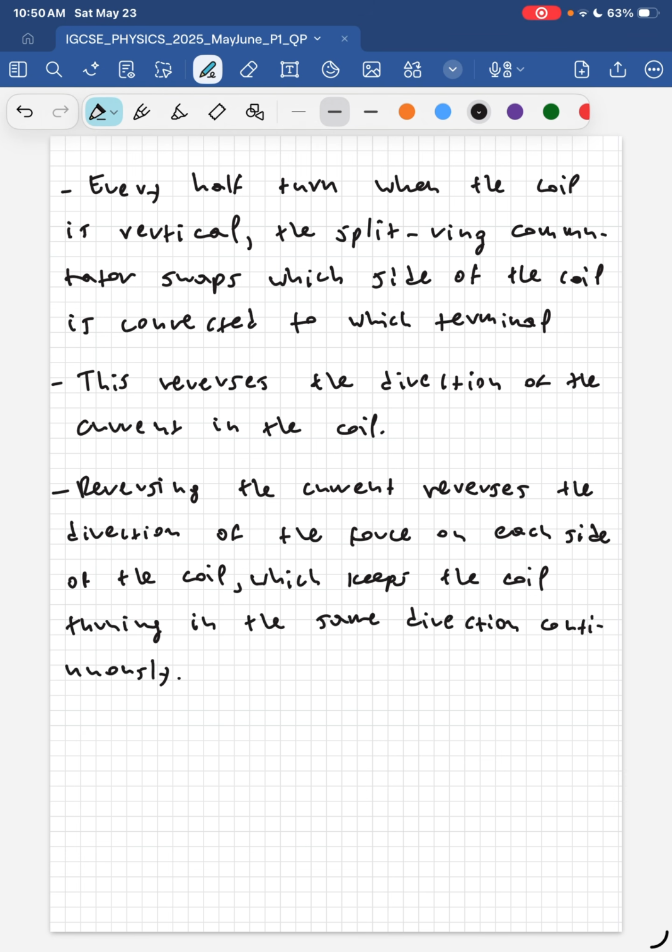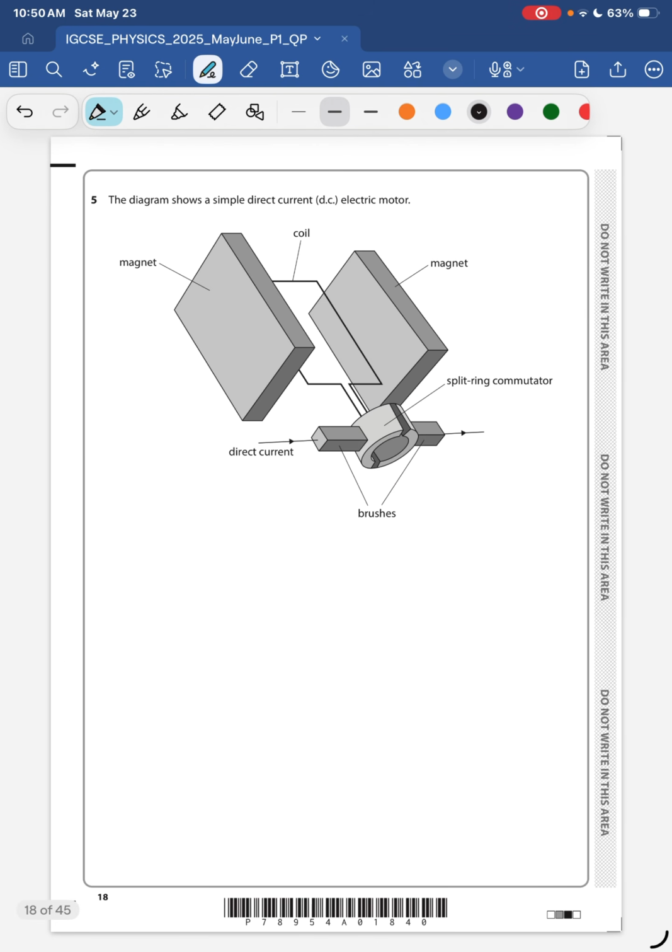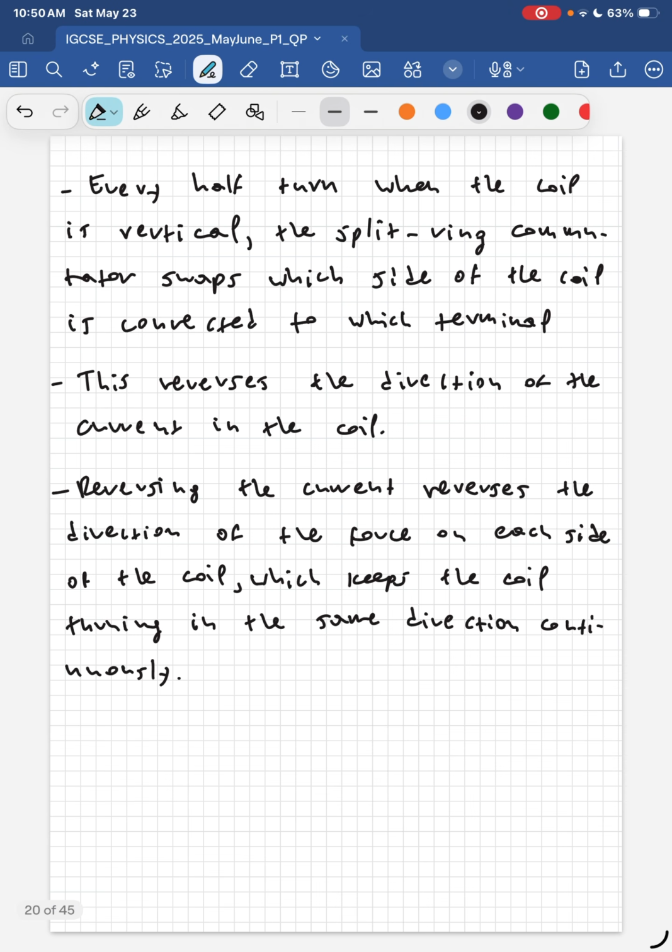Okay, so I think this one was kind of a hard problem because it's difficult to explain in words, but I hope this makes sense. This was question 5. Let's move on to the next one.